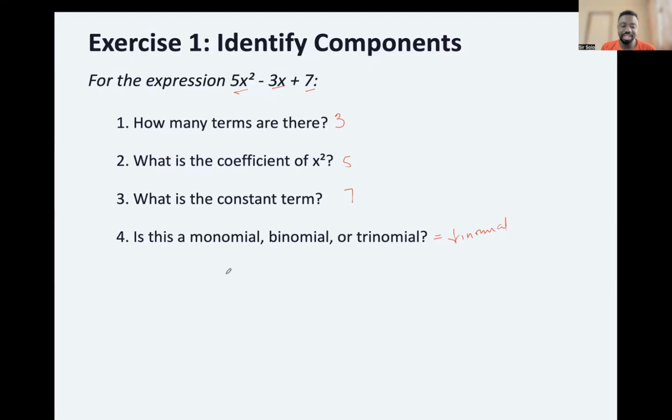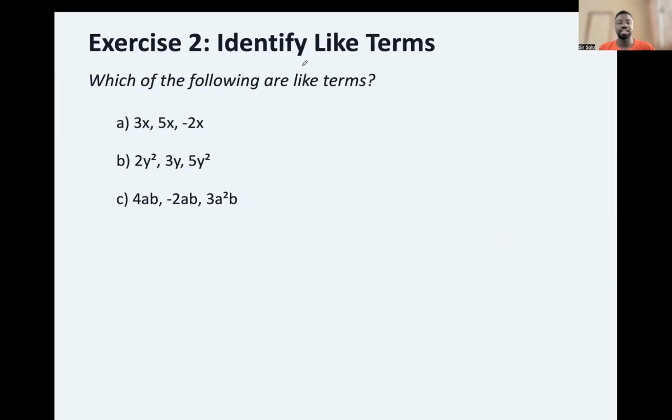Because a monomial has just one term, 5x squared would be a monomial. 5x squared minus 3x would be a binomial. But when we add plus 7 and count the whole expression, you have three terms, and that makes it a trinomial: 1, 2, and 3. Good. Now let's go on to the second exercise.